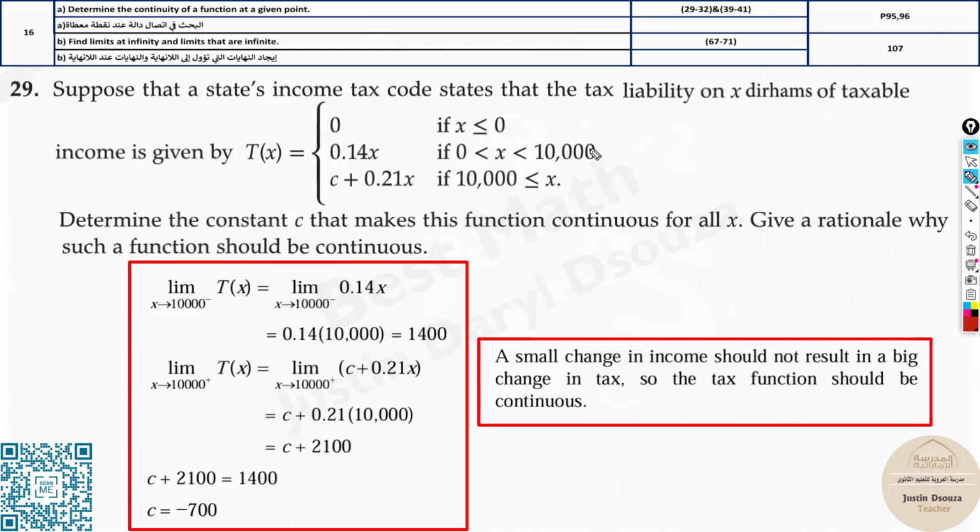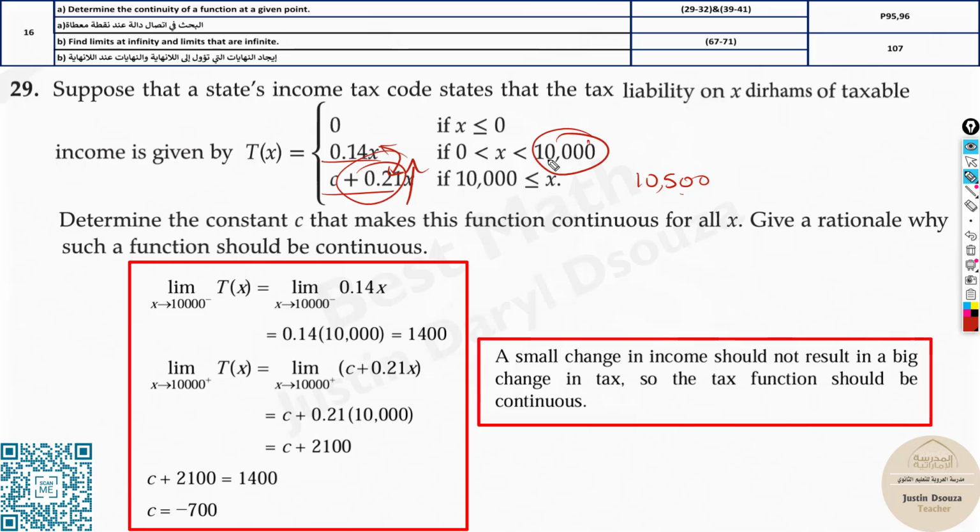Now, imagine if they're not continuous. You earn 10,000, you will be taxed over here. But what if this is very high and then you are earning just a little bit more than 10,000? Let us say 10,500 dirhams. So if this was not continuous, that means this can be very high. Then there is an unevenness, right? This is going to be very high tax just for 10,500. That shouldn't be the case. If you're earning 10,500, it must be very, very close to this. So that is the reason they are all continuous.